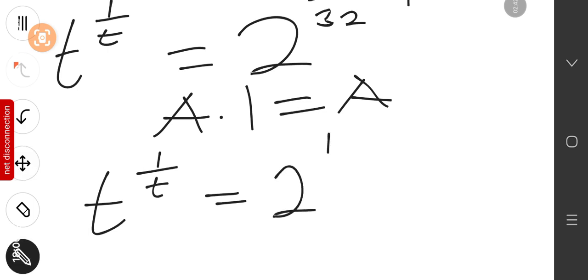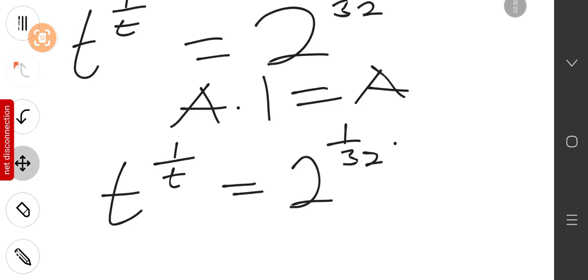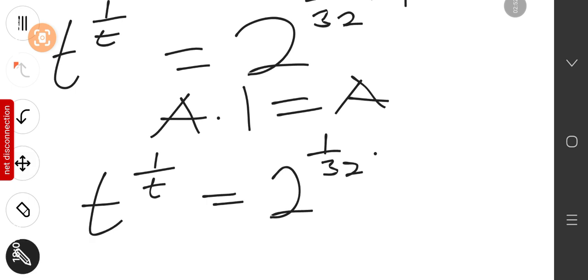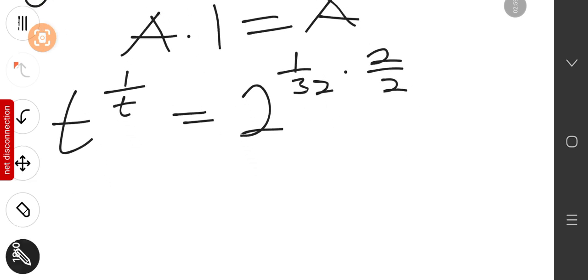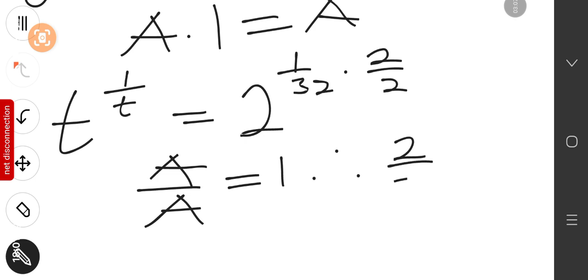Now you're going to have t exponent 1 over t equals 2 exponent 1 over 32 times, now, anything over itself is 1, okay? So let's say 2 over 2, or in place of 1, we can write 2 over 2, okay? What we said was that a over a will give us 1. Therefore, 2 over 2 equals 1. So in place of 1, we wrote 2 over 2, okay?